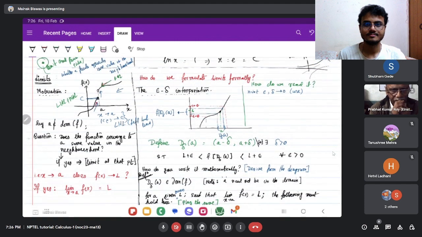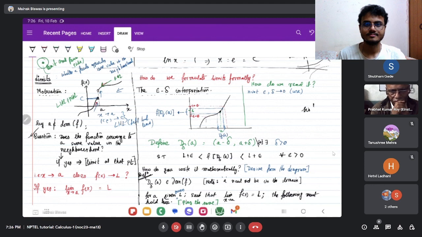So this is, you can read this. Does the function converge to some particular value in the neighborhood? If yes, that is the limit of that point. This is the basic idea that everyone needs to understand. As you are approaching some x, if your function is also approaching a particular value and not changing, like, for example, I'll give you an example, it will be very easy.